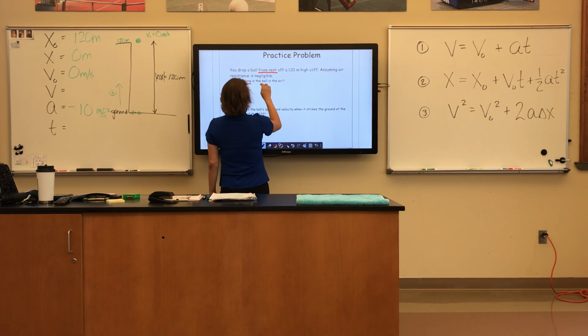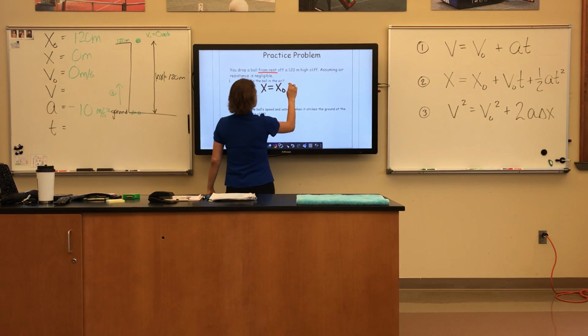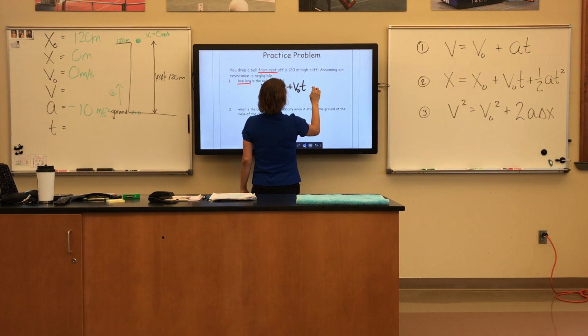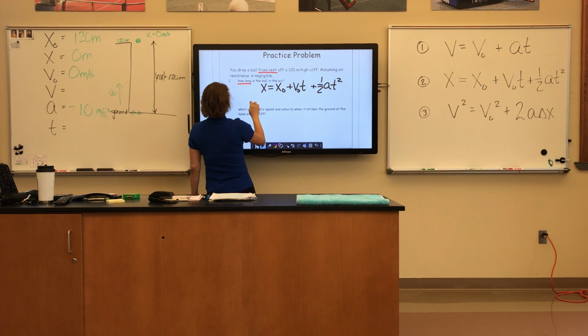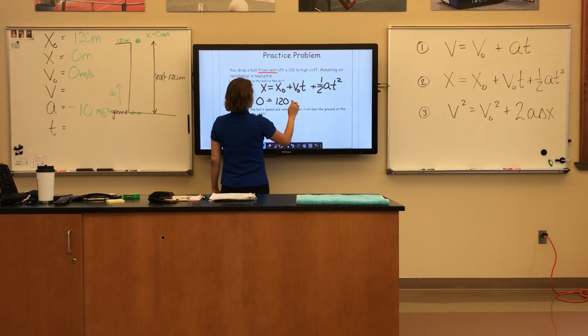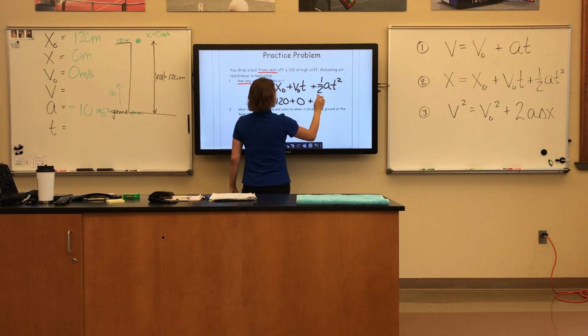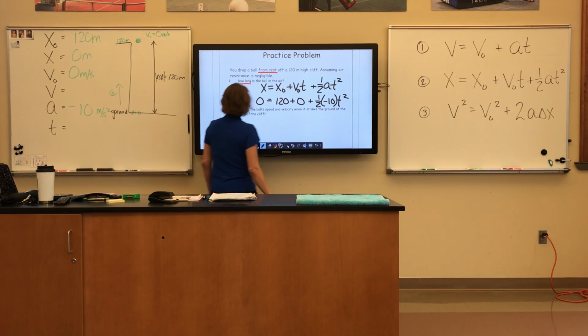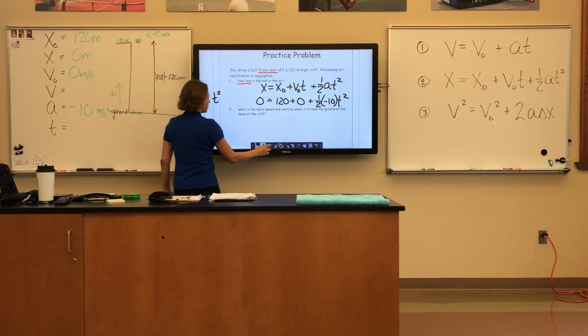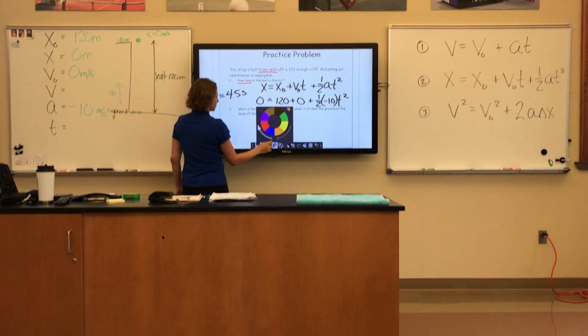All right. So position equals initial position plus initial velocity times time plus 1/2 times acceleration times time squared. Final position is 0. Initial position, 120, plus 0 times t, plus 1/2 times negative 10 times t squared. Somebody want to solve for t for me? It's about 4.5. No, 4.9, sorry. 4.9. Yeah. Okay.